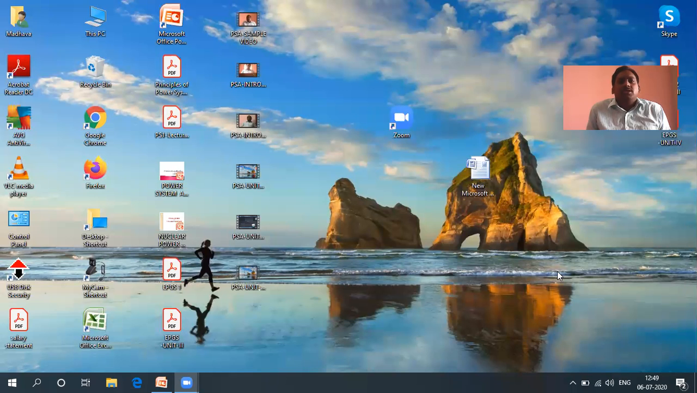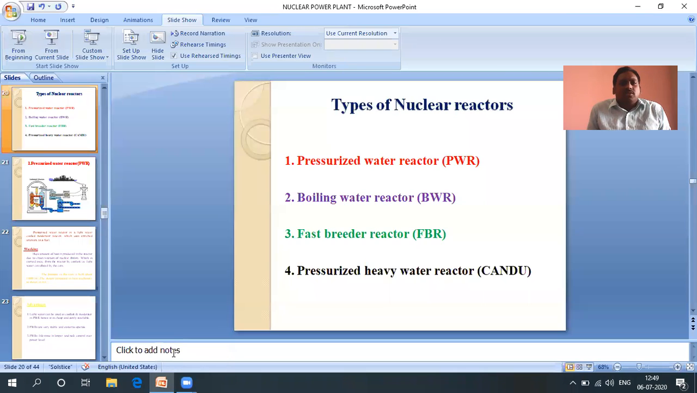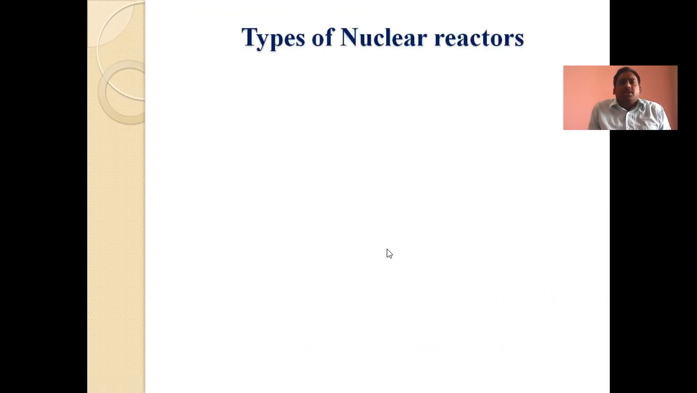Okay, our next concept is types of nuclear reactors. In the last class, we discussed the basic operation of a nuclear reactor, the components required for its construction, and the functionalities of each component. But from today's class onwards, we are going to discuss types of nuclear reactors.